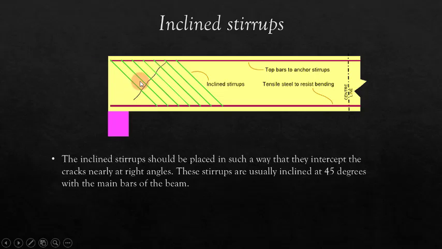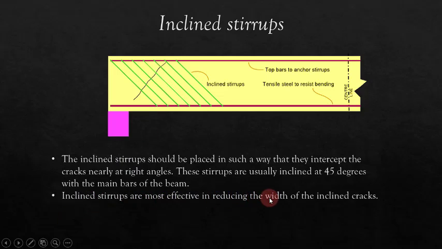The inclined stirrups should be placed in such a way that they intercept the cracks nearly at right angles. Such an arrangement will resist the widening and propagation of the cracks. These stirrups are usually inclined at 45 degrees with the main bars of the beam. An angle of less than 45 degrees is not recommended because they may slip along the beam's longitudinal bars. Inclined stirrups are most effective in reducing the width of the inclined cracks.